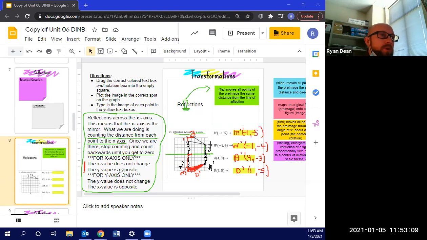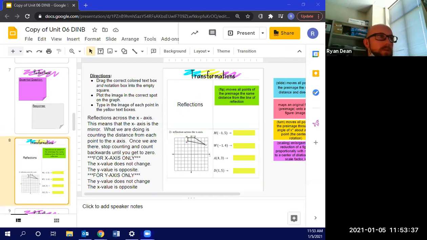Now, the next example, we're going to take a look at what happens when we reflect across the y-axis. It's very similar to reflecting across the x-axis, except we're counting to the y-axis instead of the x. And when we do the y-axis, the y value is the one that does not change. The x value is going to be the opposite.